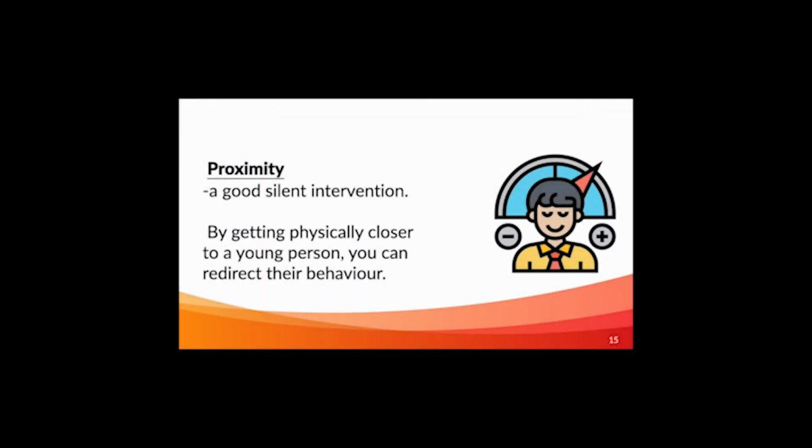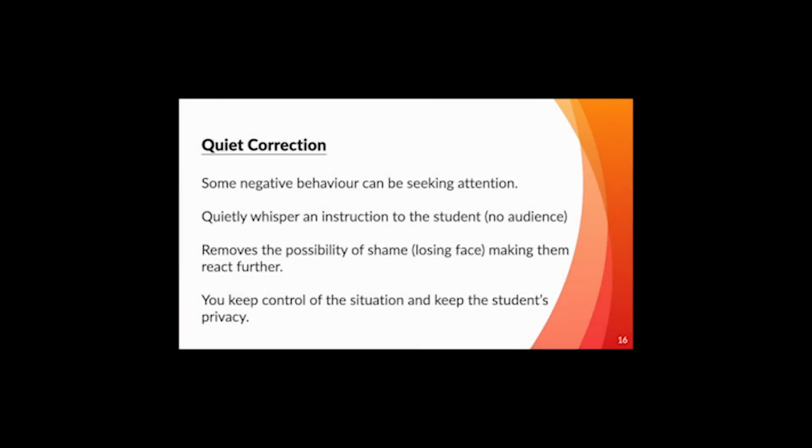And then proximity, I also use this. This is a good silent intervention. If a young person is not behaving in the way that you would like them to, you can just get physically closer and redirect their behaviour. And then quiet correction. Some negative behaviour can just be seeking attention. So you can quietly whisper an instruction to a student, and there is no audience because the other students don't know what you've said. So there's no audience involvement. And it also removes the possibility of shame or losing faith because no one else has heard what you've said.